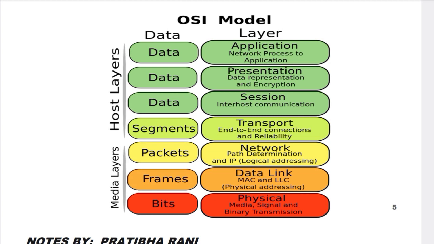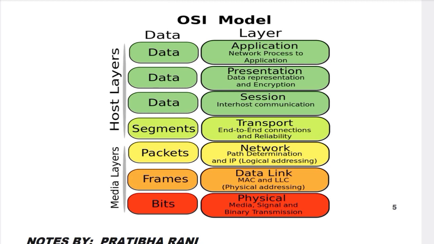Then come to the fourth layer, that is the transport layer. This layer ensures reliable end-to-end communication and handles segments, flow control and error recovery. Basically, now packets get into the form of segments, and any kind of error will be recovered in this portion only. Move to the next layer, that is the session layer, which establishes, maintains and terminates communication sessions between applications. This is also called the inter-host communication layer.